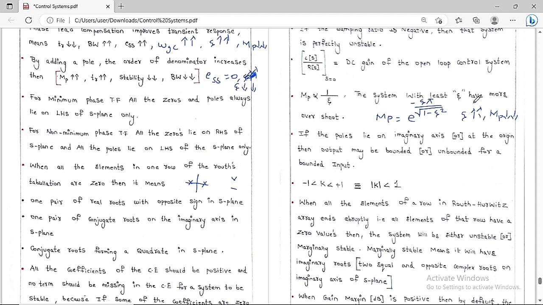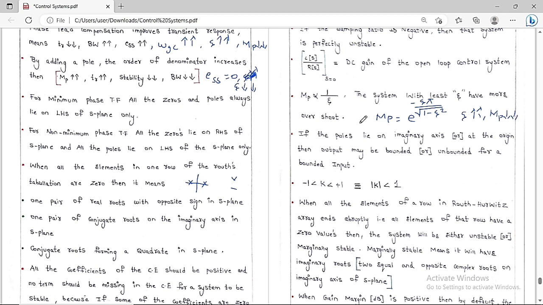The system with least zeta has more overshoot. So definitely we can say the system with least zeta, meaning zeta equal to 0, gives the maximum overshoot. If zeta is equal to 0, then we get e to the power of minus 0, which is equal to e to the power of 0. It is nothing but 1, so 100%. Therefore we can say the less the value of zeta, the more the peak overshoot. So in simple words, less zeta means we get the maximum overshoot or the highest value of peak overshoot.